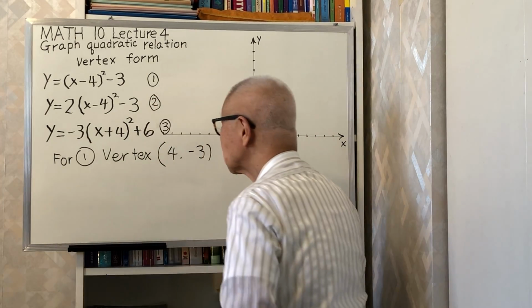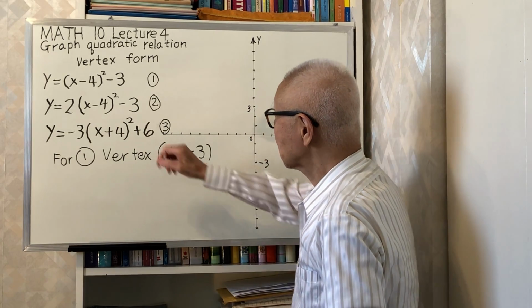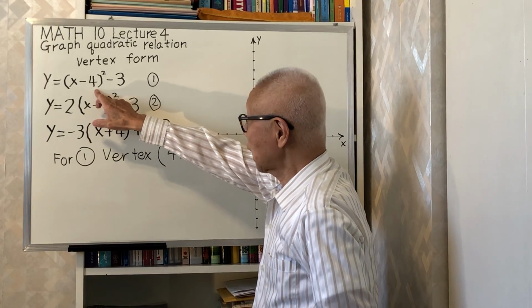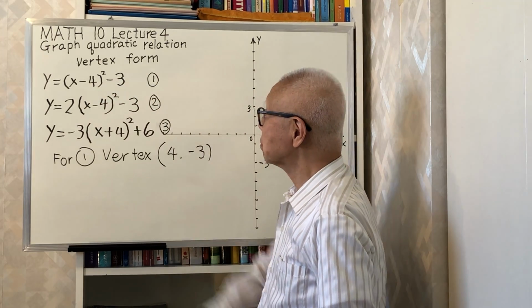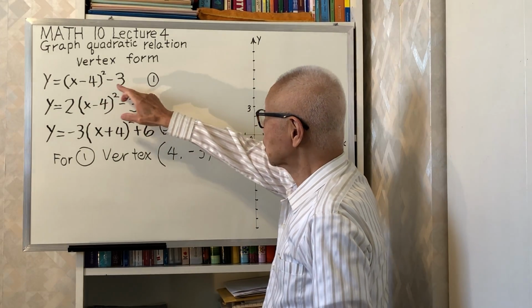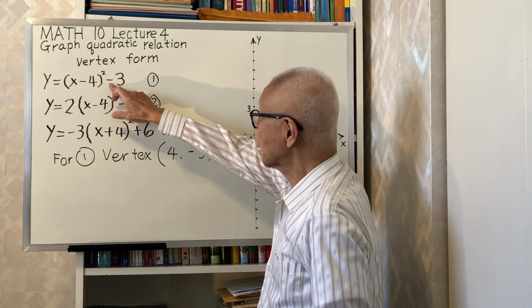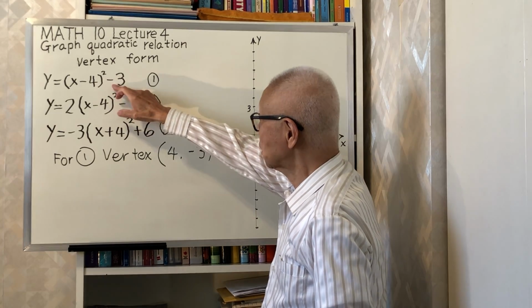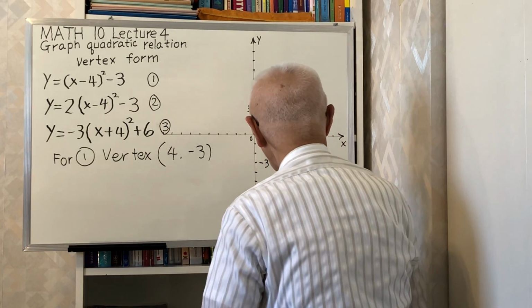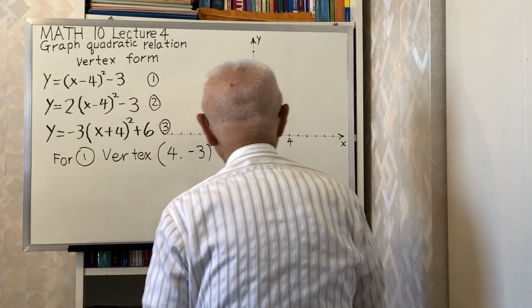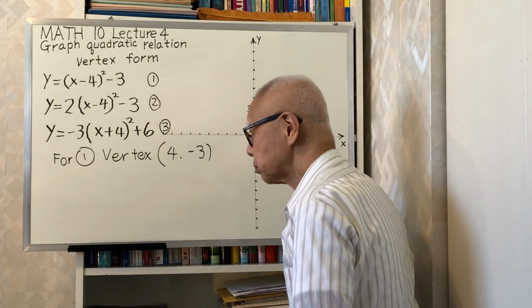You must notice that the x coordinate is 4. It's not -4, it's 4. But the y coordinate, you have to look at this sign. The y coordinate is -3. Okay, it's 4, -3. Now I am right. How do you graph this?